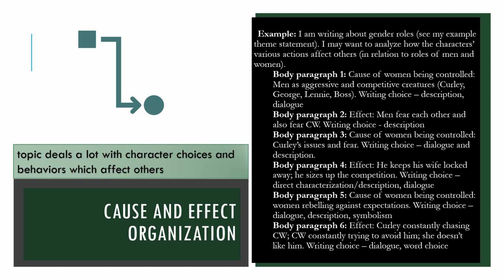I'm keeping that the same throughout for the book Of Mice and Men. This one has 6 body paragraphs, so it'd actually be an 8-paragraph essay, because I decided to split the cause and effect between paragraphs. Let's say body paragraph 1 is about the cause of women being controlled, which is men being seen as aggressive and competitive creatures. So that's the expectation, and so that leads to women being controlled. And then I have all these characters I know that I'm going to include in that, and my writing choices are going to be description and dialogue.